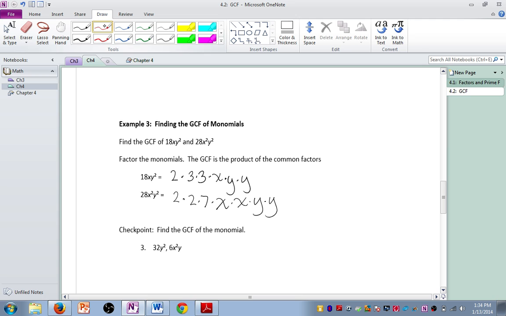Let's circle the factors that they have in common. They have a set of 2's in common. So I'm going to write that number over here. There are no other 2's that they both have in common. There's a 2 here, but not here. That is not a common prime factor. They do not both have a set of 3's.